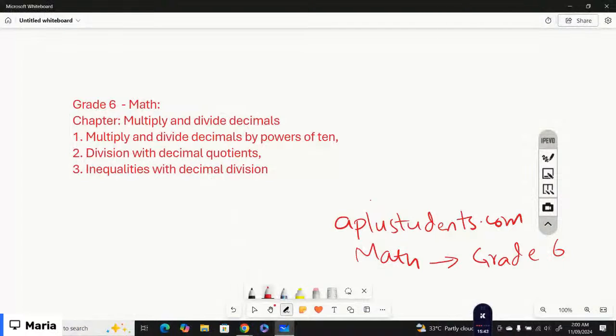We're going to start with the chapter multiply and divide decimals. And the lessons we're going to cover today are multiply and divide decimals by power of 10, division with decimal quotients, and inequalities with decimal division. So please make sure you have your notebook and pencil so that you can note down the important examples and definitions as well.